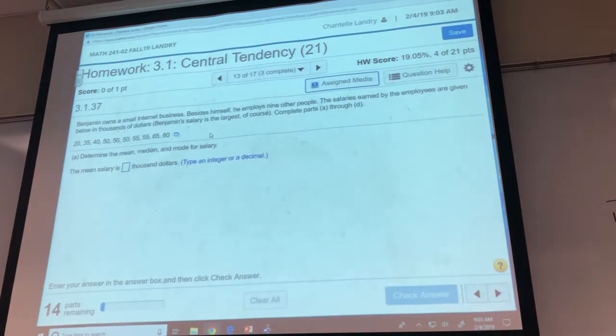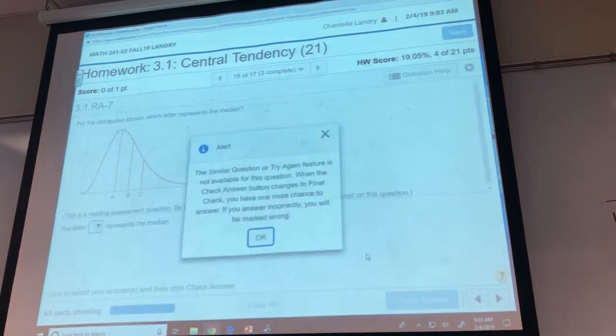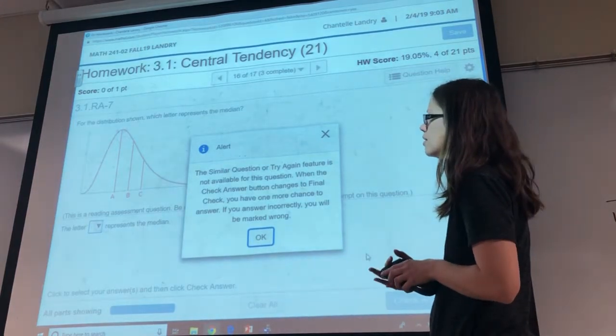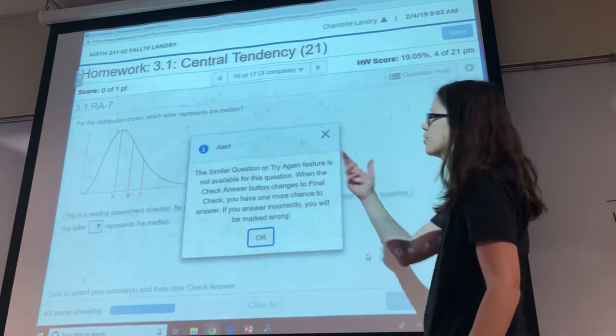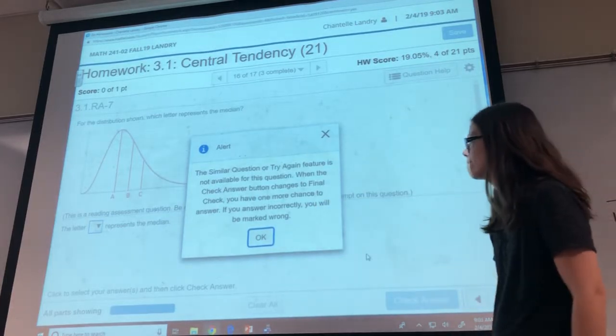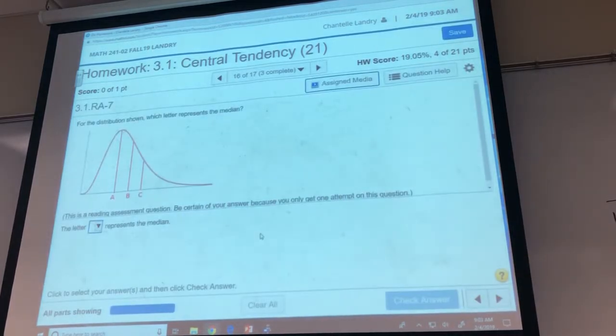One last one, number 16. Okay, so this is one where you can't go back and redo it, you have to get it right. And you get 2 chances. But there's only 3 possible answers, so yeah. They ask you which one is the median for this one.